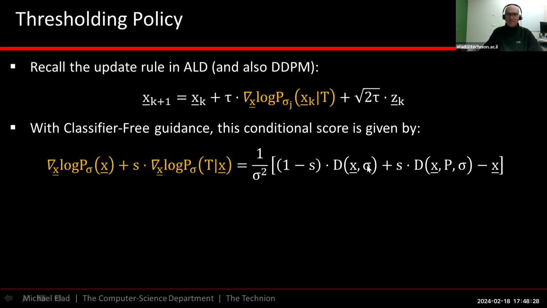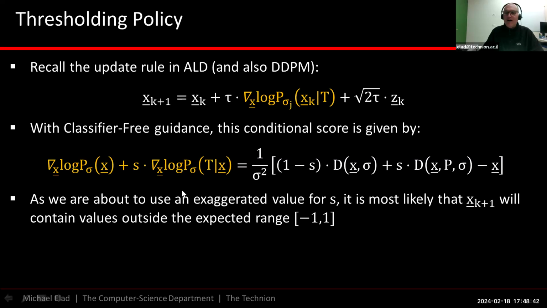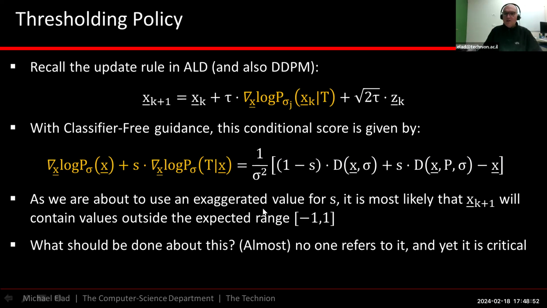And then something really strange happens. Because of the S here that is really big, like 8, the values of this expression are so extreme that the image xk plus 1 goes out of the domain of the range of permissible values. If the permissible values are typically between -1 and 1, you might get values like -2, -3, +5, etc. Now the question is, what do you do with them? This is known as the thresholding issue, and nobody speaks about it in the literature.